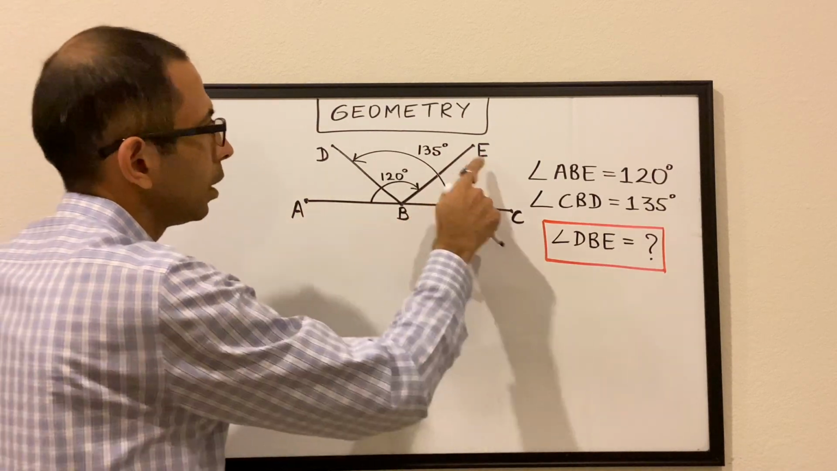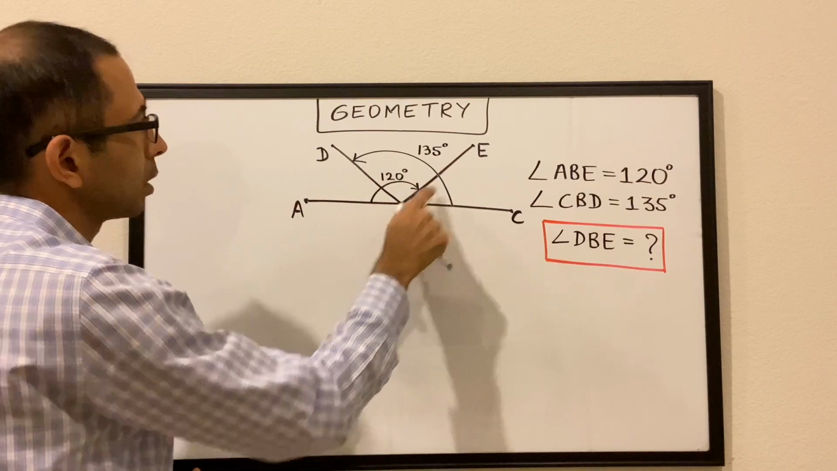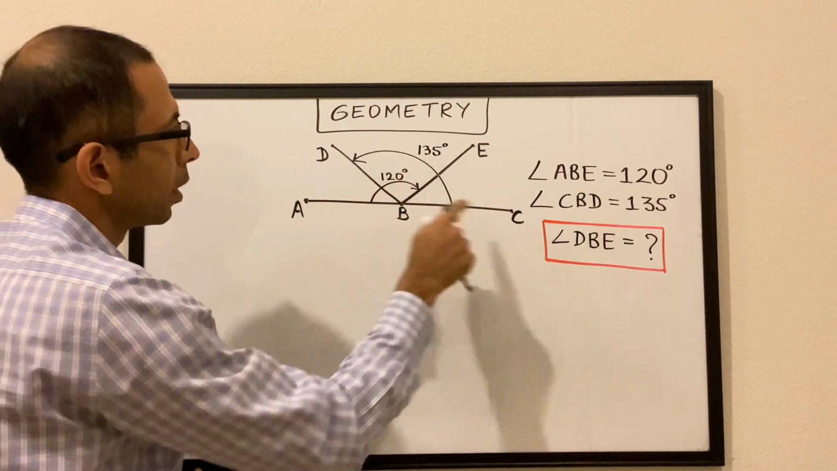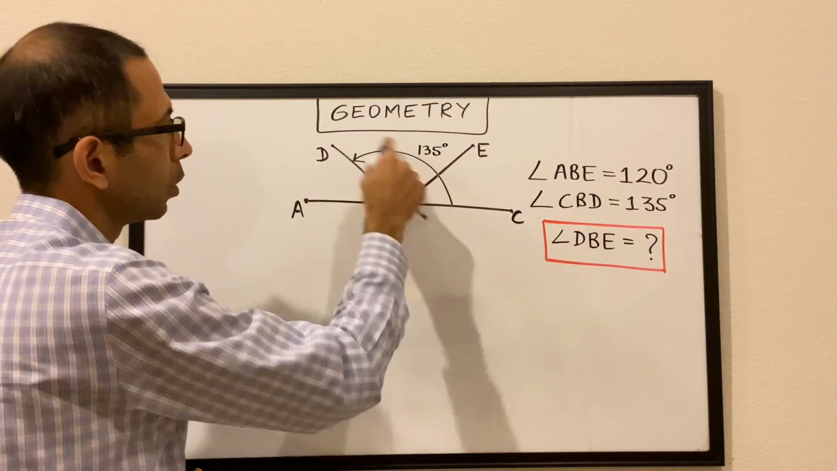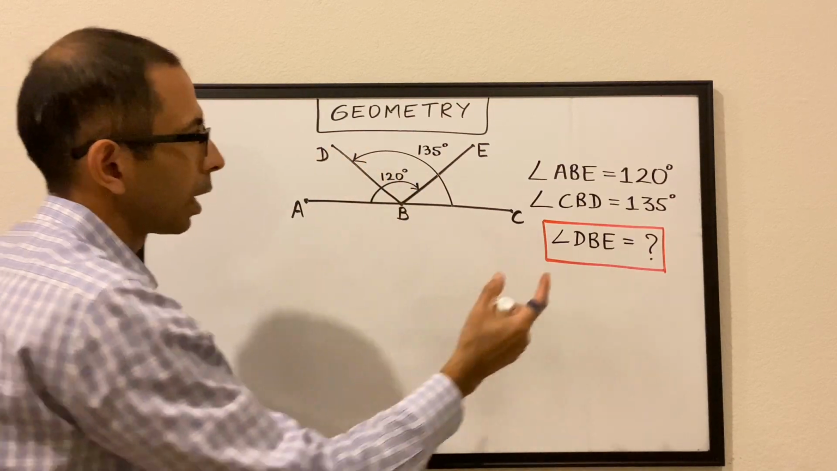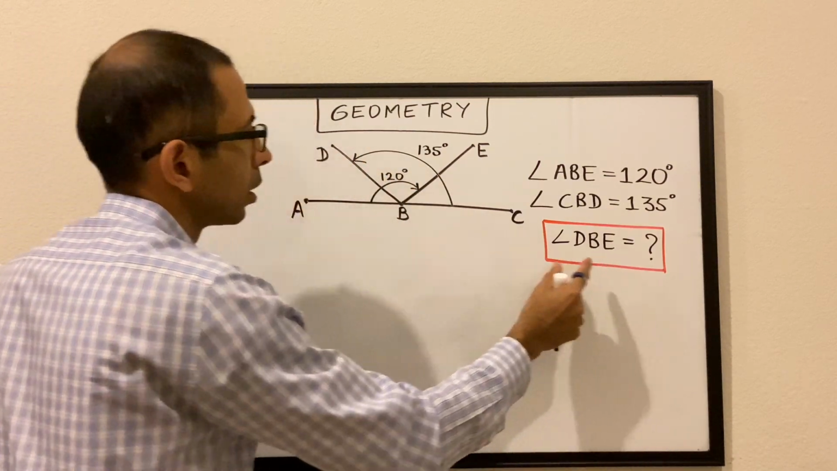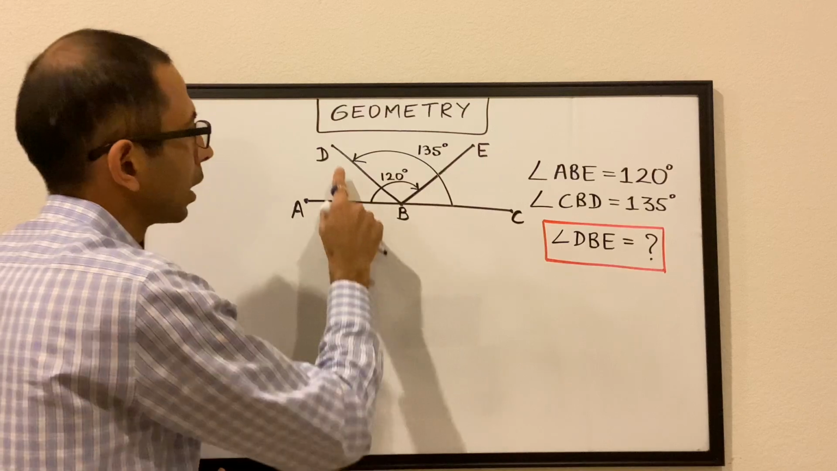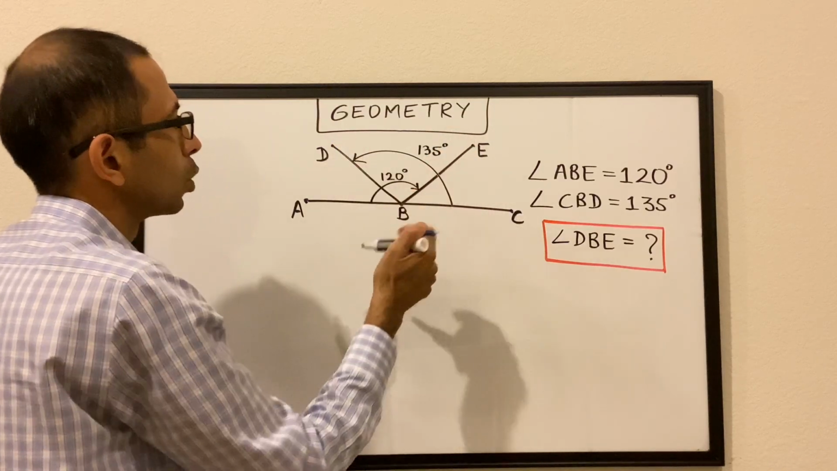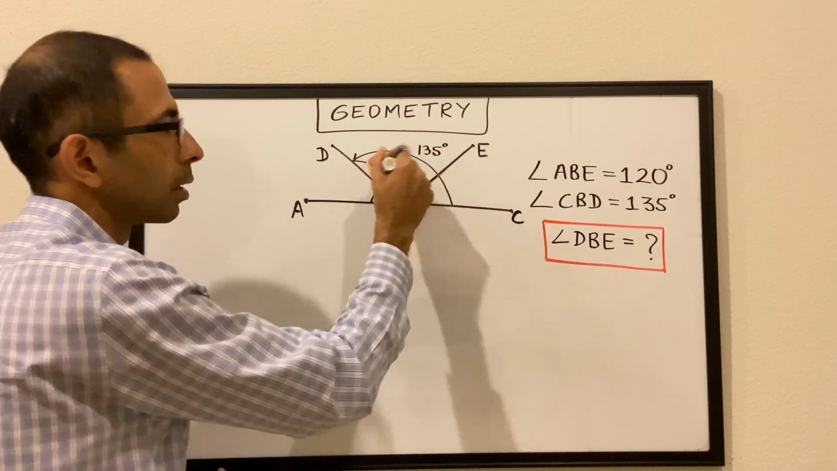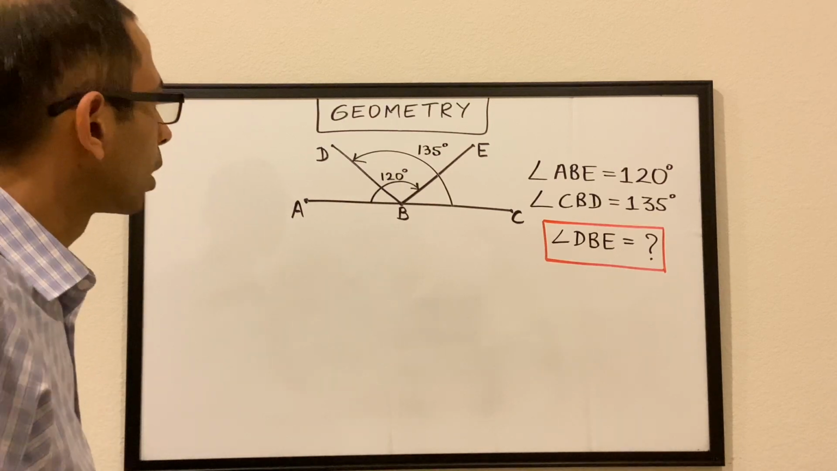Angle ABE is equal to 120 degrees. So this angle is equal to 120 degrees. Angle CBD is equal to 135 degrees. And we have to find the value of angle DBE. So we have to find this middle angle, right?